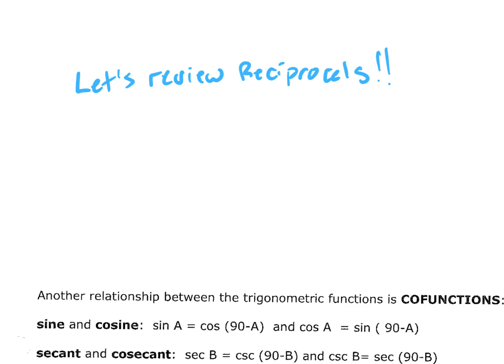Okay, so you guys have these straight. First period was getting a little bit confused on a couple of these, but hopefully they've got that straight now. You've got your reciprocals now. Now we are going to talk about a different pairing with the trig functions. It's a different relationship, and it's called cofunctions, okay?